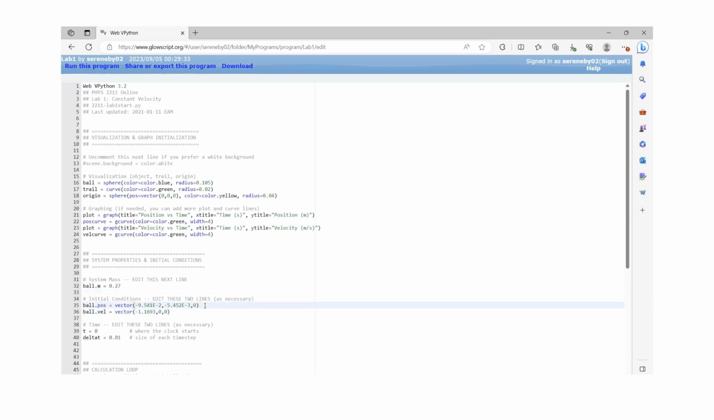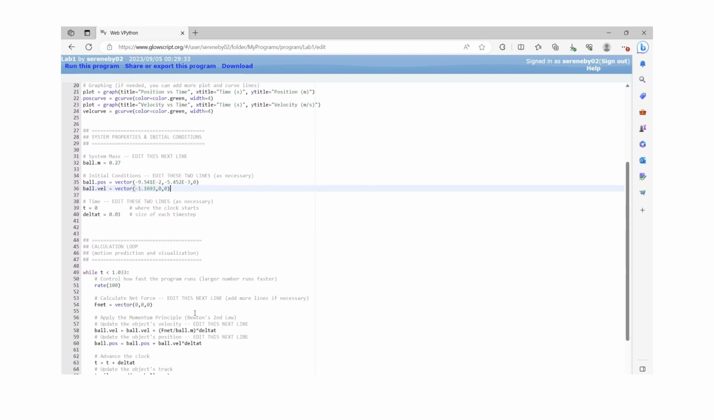The initial position is negative 0.09541, and the initial velocity I calculated using the first two data points. Since we know the velocity is the change in position over the change in time, that gave me negative 1.1693.